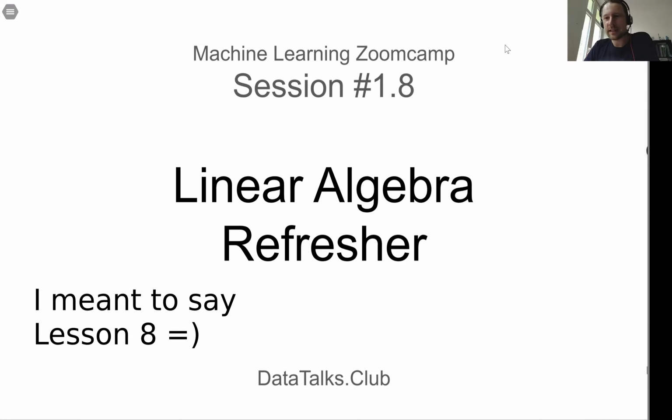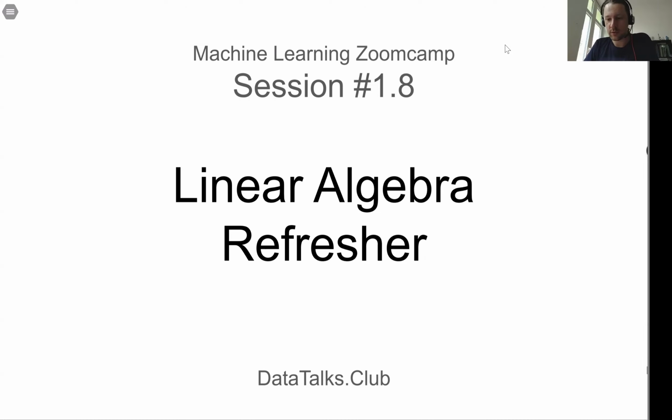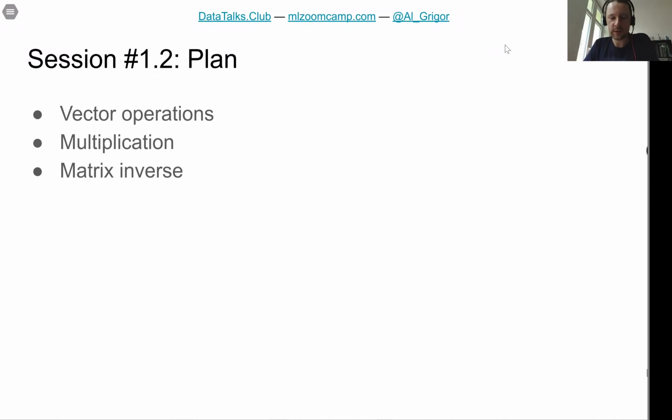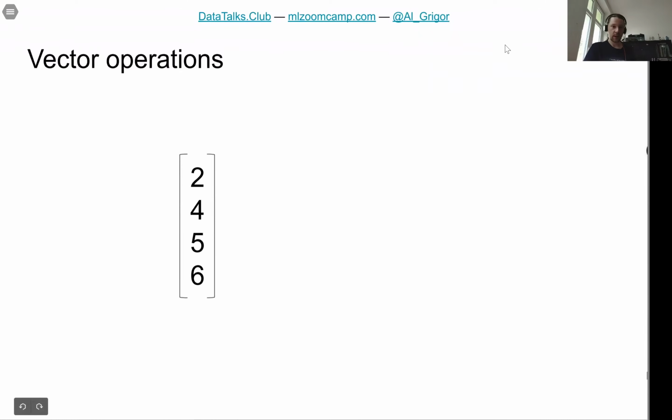Welcome back. This is lesson 4 of Machine Learning Zoomcamp session 1, and we'll talk about linear algebra now. So we'll talk about simple operations of linear algebra, like vector operations. We'll talk about multiplication, and we talk about a special operation called matrix inverse. So we'll start with a simple vector operation, which is multiplication.